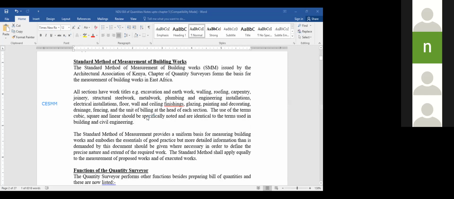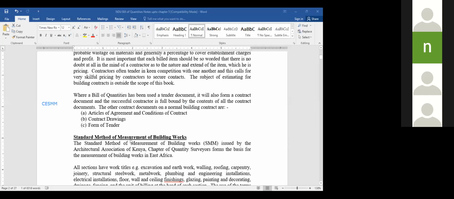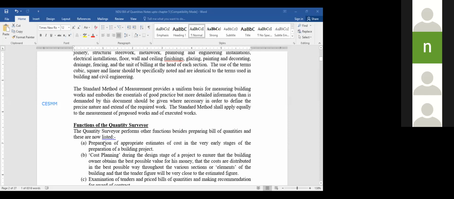So we carry on. Who does this work that we are going to be looking at? I'll be skipping some of these things because I believe you can easily read through and follow. So we move to the quantity surveyor, the functions of the quantity surveyor. Who does this work? Basically, a quantity surveyor does this work. However, in today's world, even the civil engineer is expected to be able to do this work.